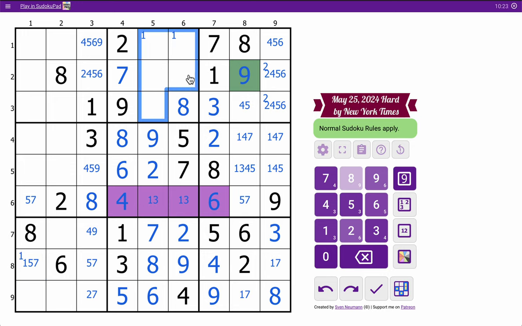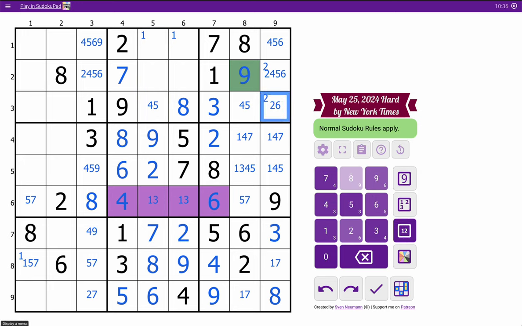But these, excuse me, 5 cells. Actually, these 3 cells are easier. 2, 6, 7, 8, 9. I need 1, 3, 4, 5. This has to be 4, 5. It can't be 1 or 3. That creates a 4, 5 in row 3. I'm left with 2, 6, 7 for the rest. This one sees both 2 and 6. That's 7.